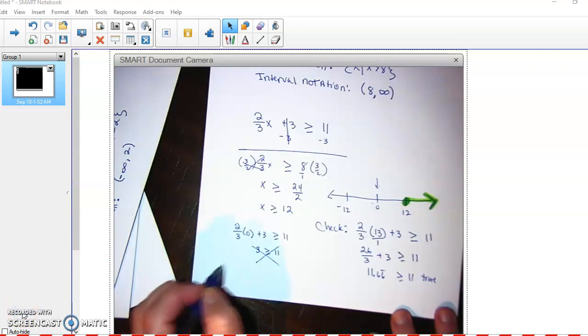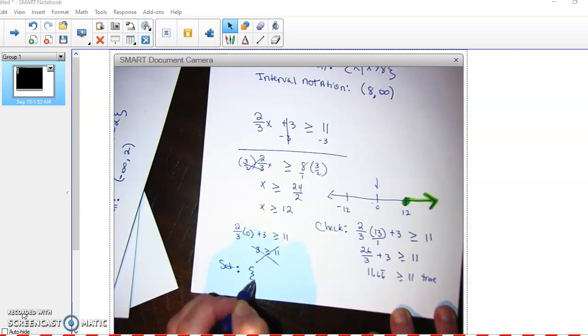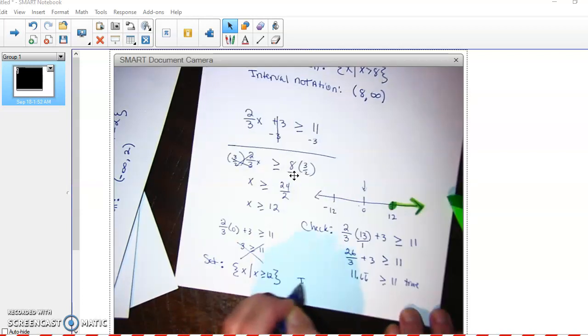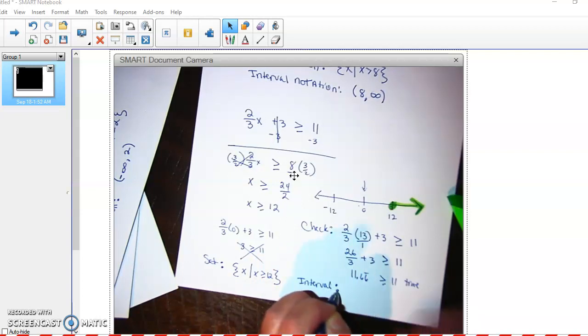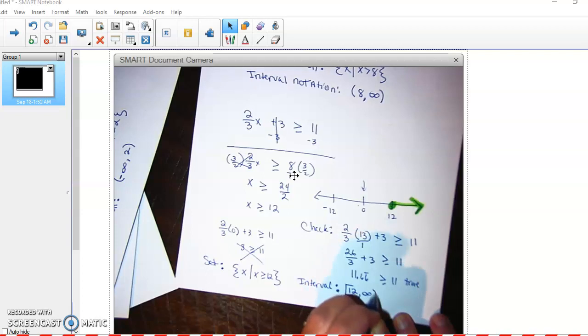Okay, so we still want to do our set notation. So we use the brackets, and we're going to say x such that x is greater than or equal to 12. And then our interval notation, we start at 12 and 12 is included. We're going from left to right. And then it's going to infinity, and we only use parentheses for the infinity and negative infinity.